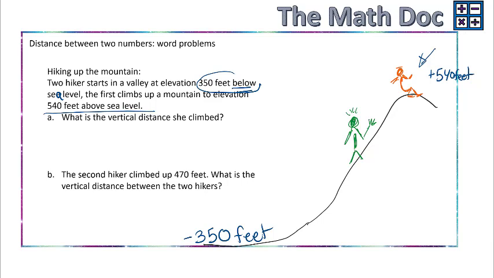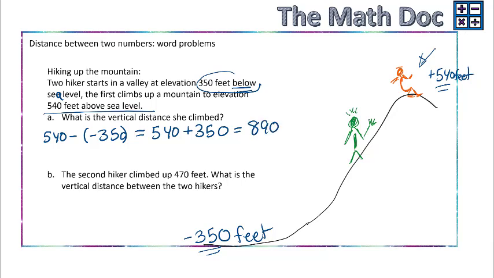Well, she started off at minus 350. She climbed to 540. And what is the vertical distance here? Well, we'll take the larger number, which is plus 540, and we'll subtract the smaller number, which is negative 350. So we have 540 minus negative 350. That equals 540 plus 350, right? Because we have two negatives, which ends up being 890 feet. So this first climber climbed a vertical distance of 890 feet.